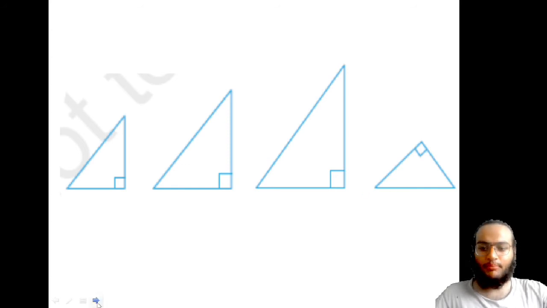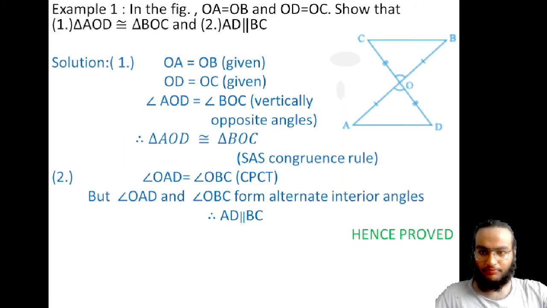Therefore, side is very important in the congruence criteria. Now, since we have studied the criteria for congruence of triangles, let us solve some examples. Example 1 of NCERT says, in the figure, OA is equal to OB, OD is equal to OC. Show that triangle AOD is congruent to triangle BOC, and second, that AD is parallel to BC.